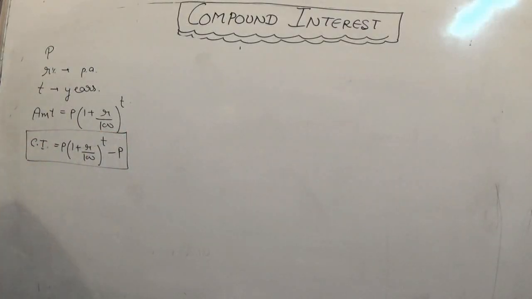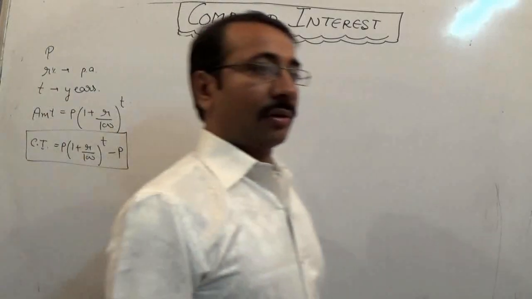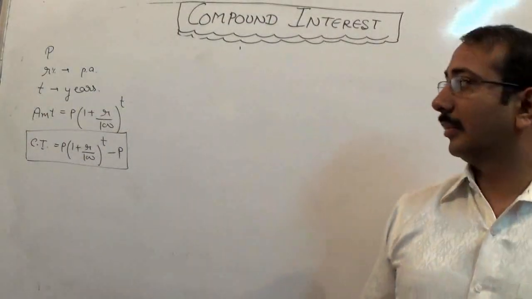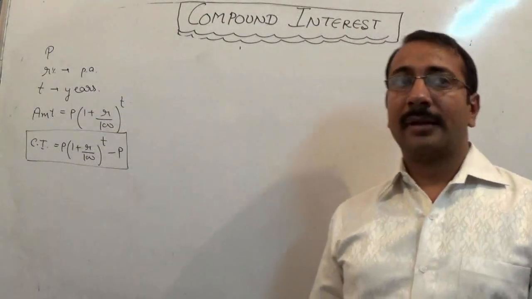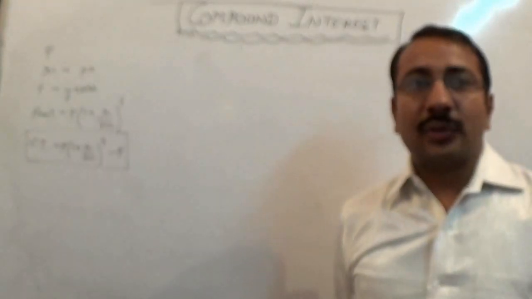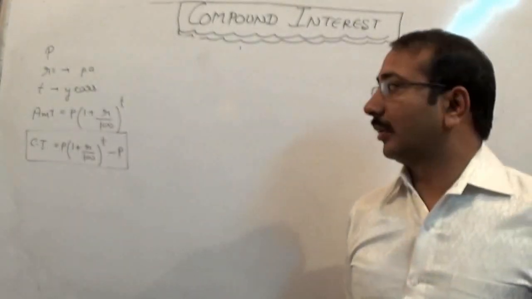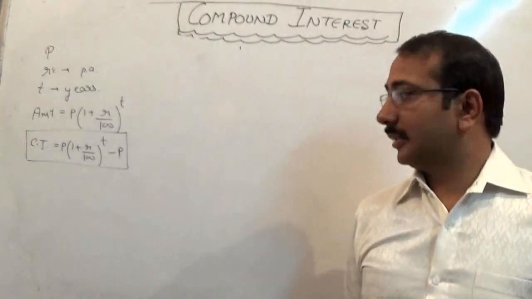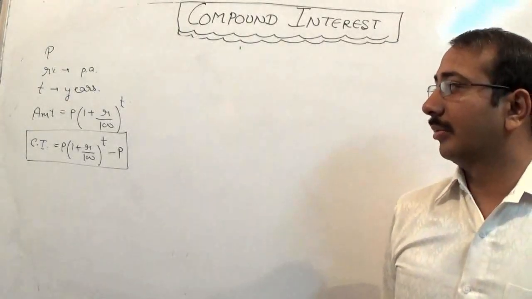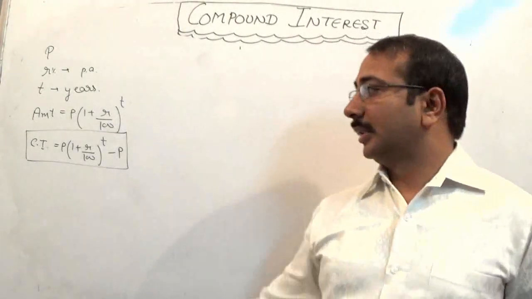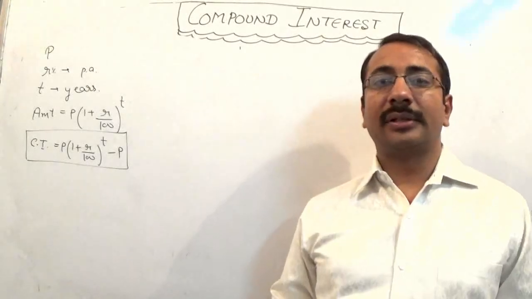What I can say, P stands for the principal, rate of interest is per annum, time is always given in years, amount is P into 1 plus R upon 100 raised to power T, and CI is P into 1 plus R upon 100 raised to power T minus P, that is taken as the compound interest.